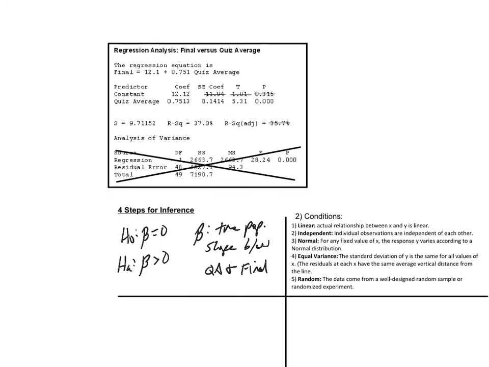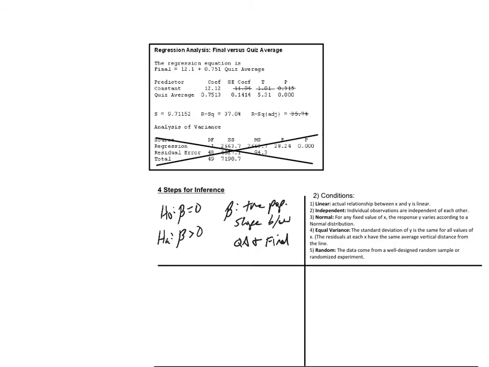We have our conditions, which we're just going to roll past. Same thing, conditions-wise. The test statistic, again, b here is 0.7513, over SE of b, which is 0.1414, and that equals, and you can see this one actually gives you the test statistic there, 5.31. And then the degrees of freedom here, sorry, I covered it up there, but in this case there would be 48 degrees of freedom.